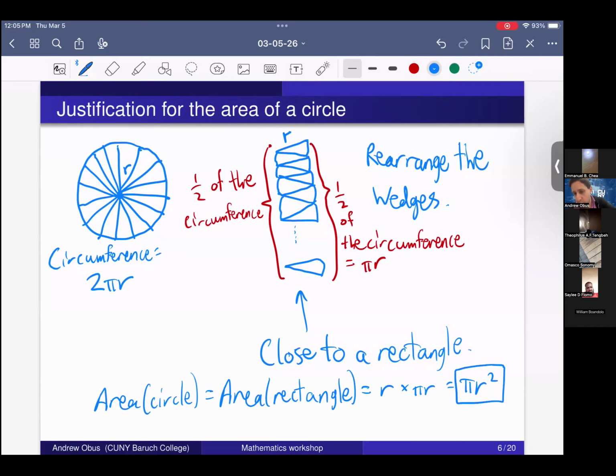So to answer Saley's question, you can't say that A equals pi d because r squared is not d, right? 2r is d. r squared is just the square of the radius. It is what it is, right?